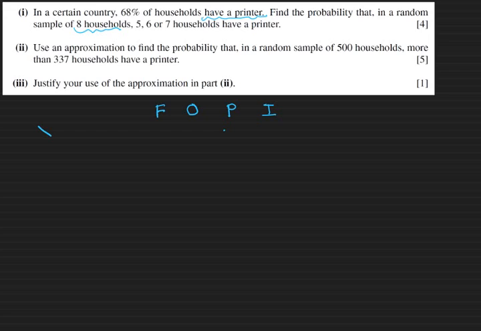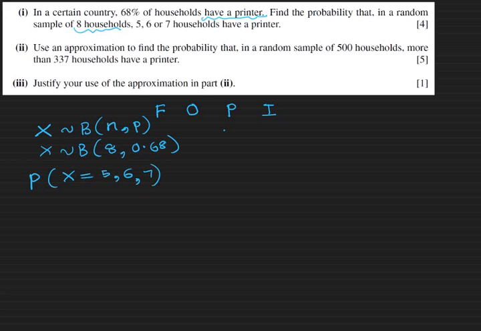Therefore we call this a binomial distribution. So in binomial we write the number of trials and the probability of success. So we write 8, probability of success 0.68. According to the question, we must find the probability that x is greater than or equal to 5. No, we can't do that because here it is 5, 6, 7 only. So we will write it this way: 5, 6, 7.